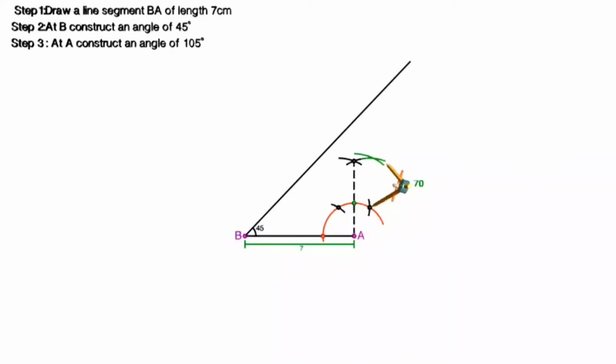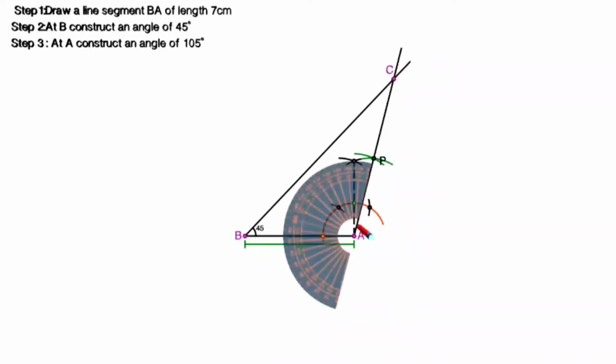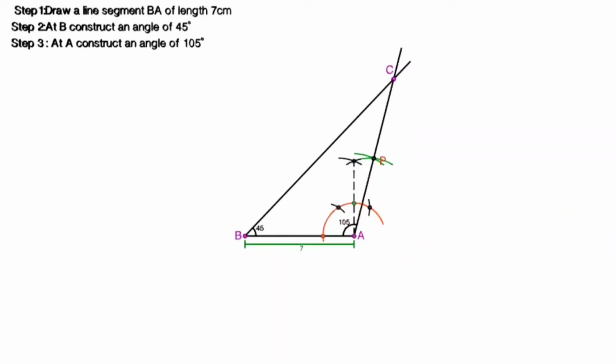Wherever these two arcs are intersecting, I join this point to point A and I produce it to intersect the previous ray drawn at point C. So I have got my reference triangle, triangle ABC. I can measure this angle once again and check whether I've been able to make it 105 degrees or not. Right, exactly 105 degrees. So the construction of the triangle is done. Whatever I don't need, I will just remove for the time being so that it is easier for you to understand.